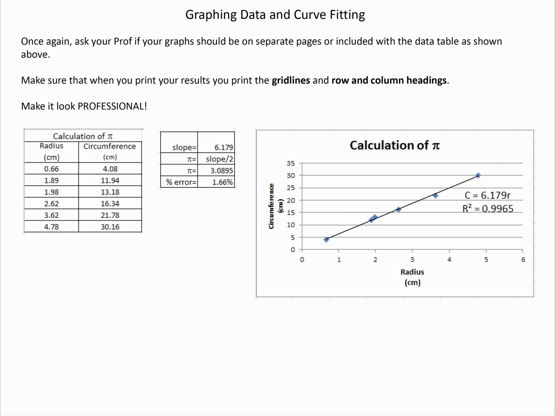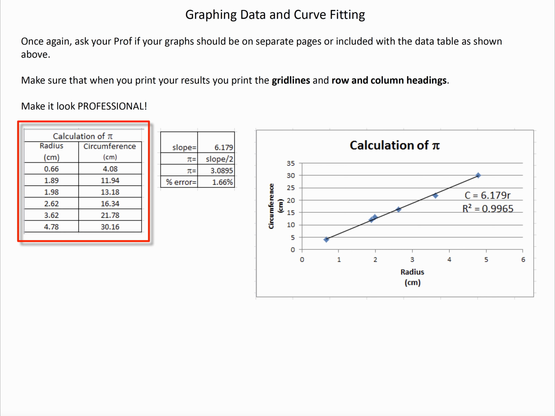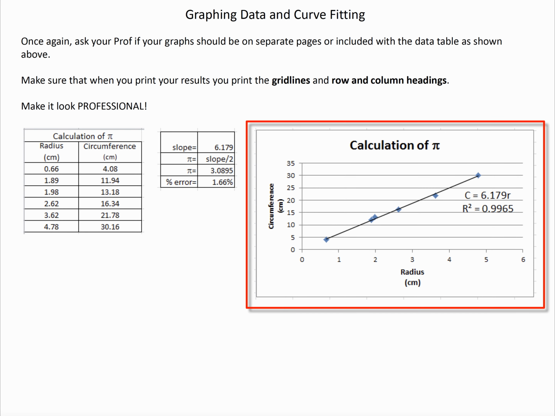Once again, ask your professor if your graphs should be on separate pages or included in the data table as shown. Make sure that when you print your results, you print grid lines and row and column headings. Make it look professional. So when you're done, you should have something that looks like this: your array of data, your array of calculations, and your final graph and chart.